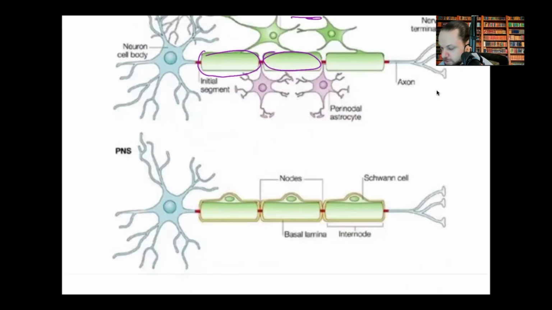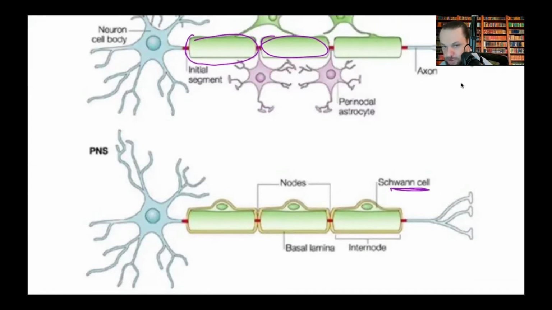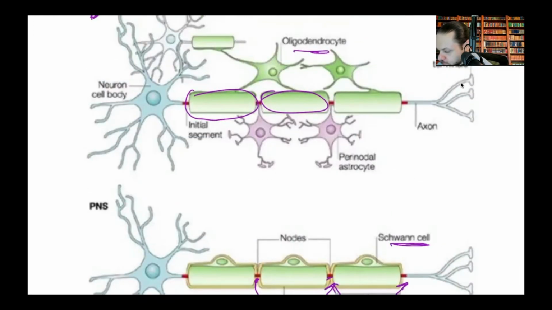In the peripheral nervous system, we saw there were Schwann cells that were causing that isolation layer. The node of Ranvier is here for the saltatory conduction, right? Same thing for the central.